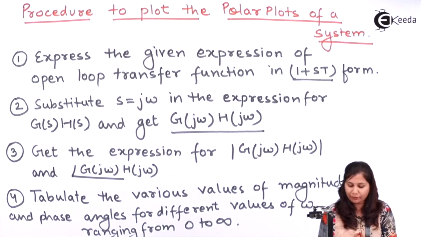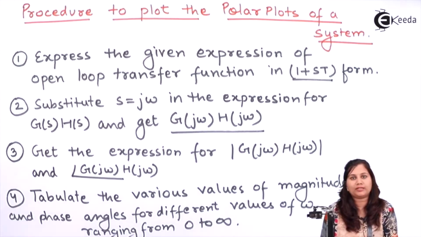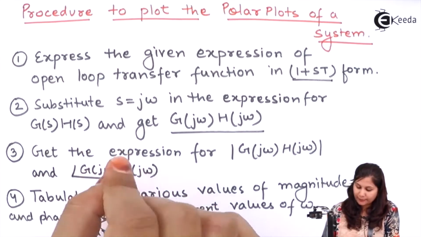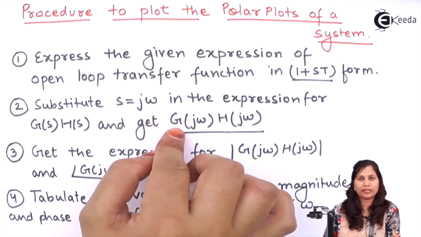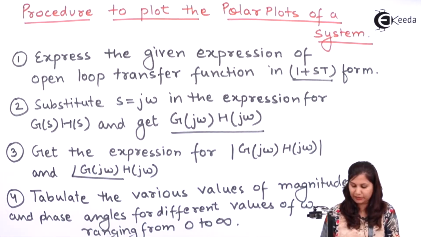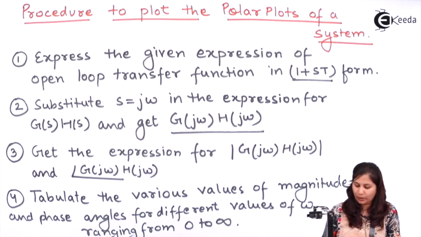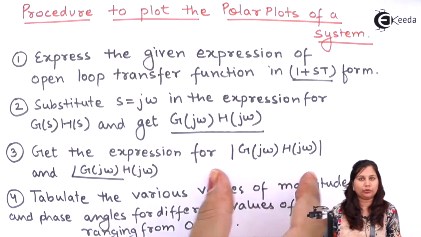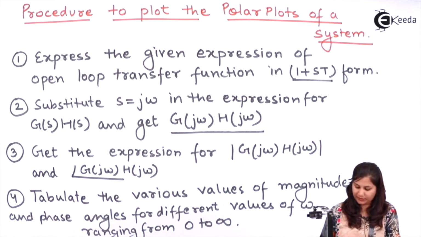So you have to express the open loop transfer function in the form 1 plus sT. Convert it in that form. Now substitute s equals j omega, that is, replace this s by j omega in the expression and get G(j omega) and H(j omega). Now get the expression for the magnitude and the phase of this transfer function.